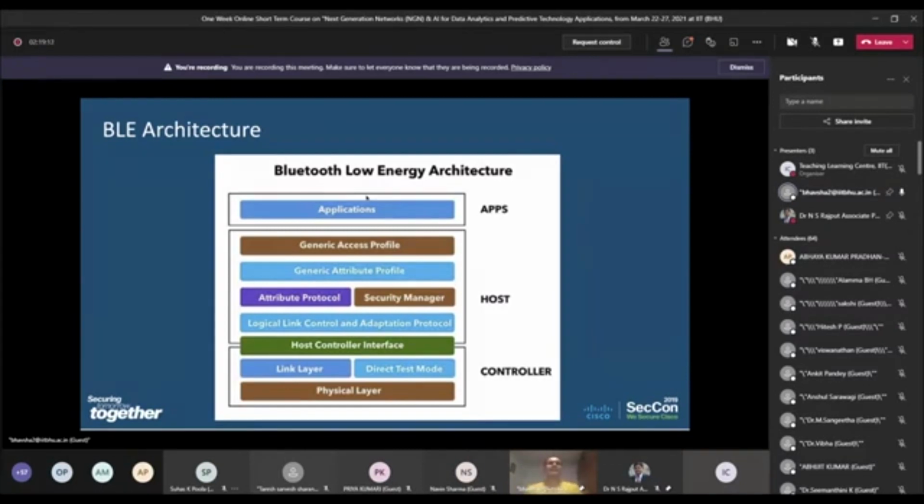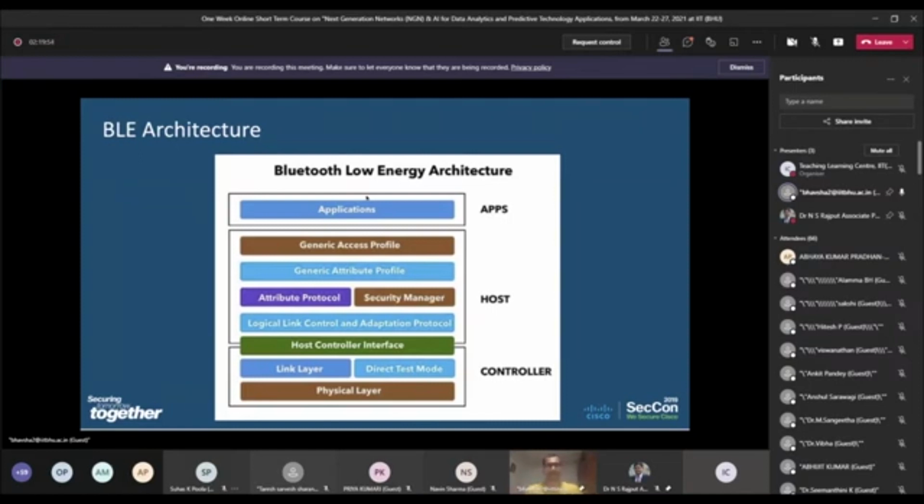Consider a mobile phone: you always have a BLE radio inside it, right? What is a radio? Basically, it is the hardware medium through which the BLE signals are transmitted. That is nothing but your physical layer, the radio through which your device is going to communicate on BLE. Now, BLE is nothing but a frequency hopping protocol. What do you mean by frequency hopping protocol?